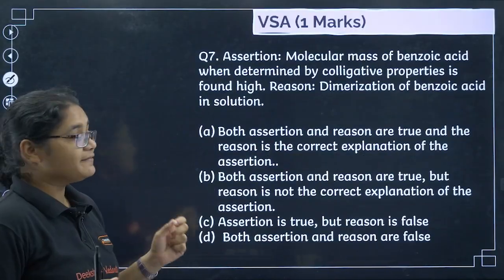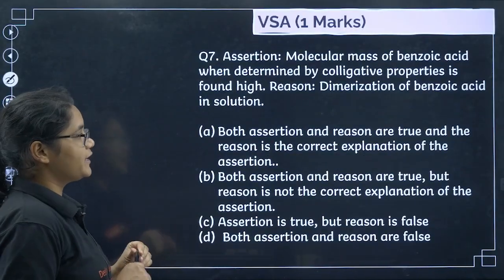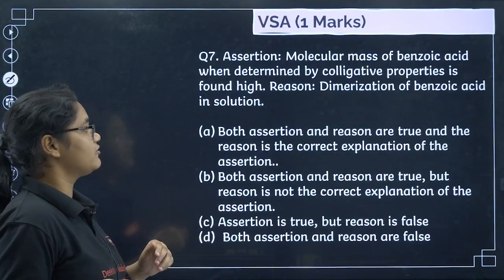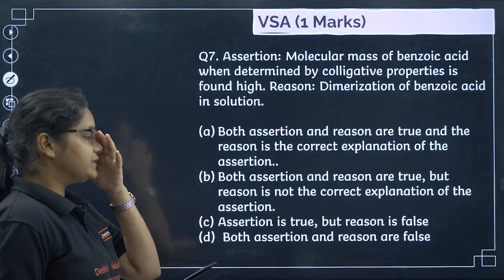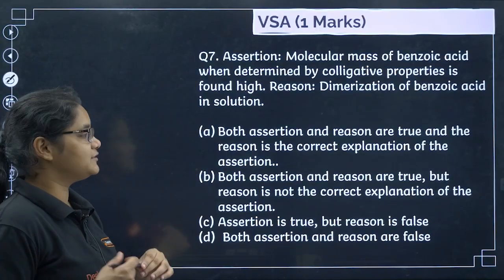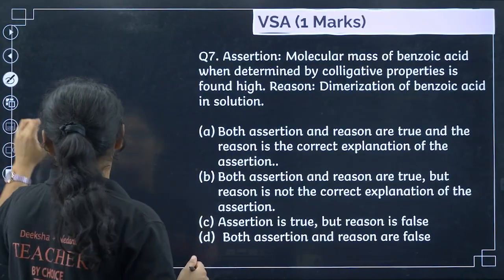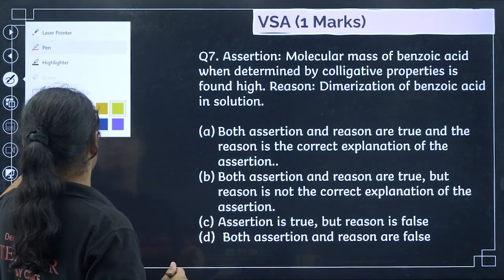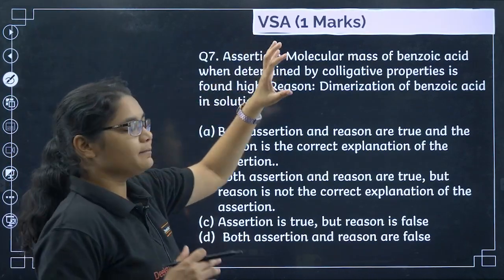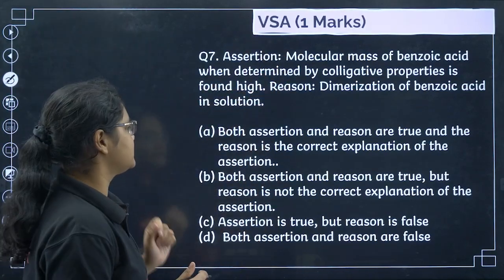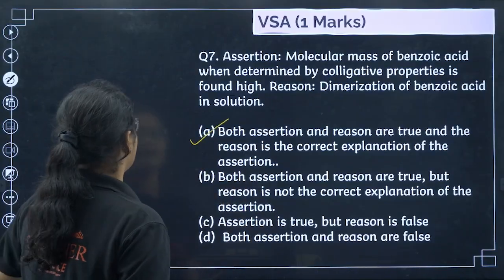Question number 7, assertion: the molecular mass of benzoic acid when determined by colligative properties is found high. Reason: dimerization of benzoic acid in solution. So yes, this is definitely the correct statement. Both the statements are correct. We know that benzoic acid dimerizes in the solution. So that is why option number A here.